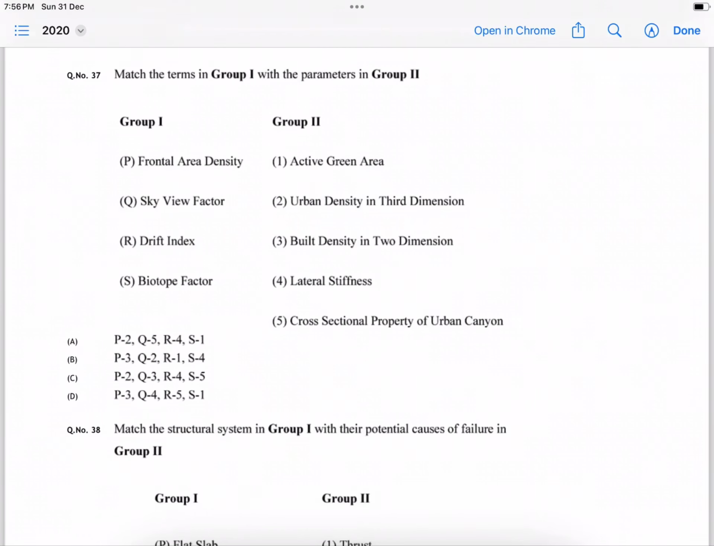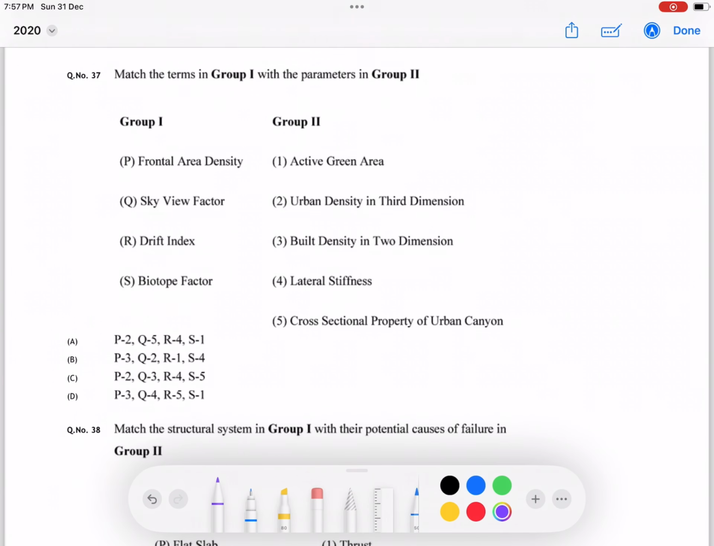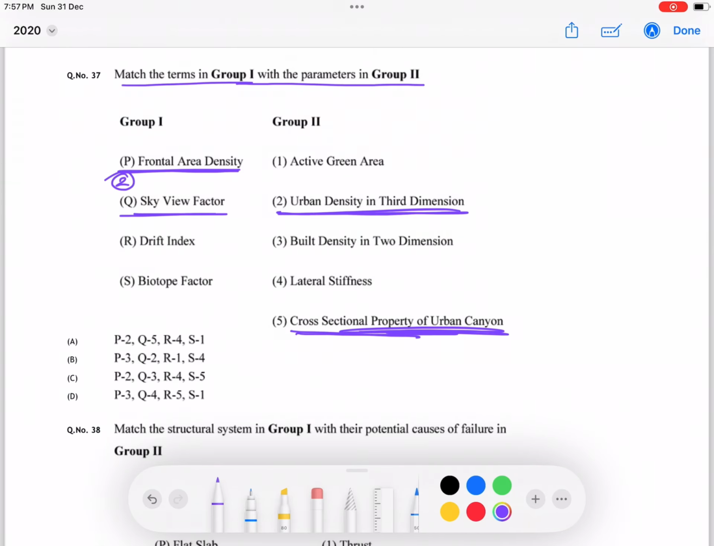Question number 37. Match the term in group 1 with the parameter in group 2. Frontal area density is best explained by the urban density in the third dimension. Sky view factor is a cross-sectional property of the urban canyon. Drift index is lateral stiffness. And biotope factor is active green area. So 2, 5, 4, 1. So the best match answer is A.